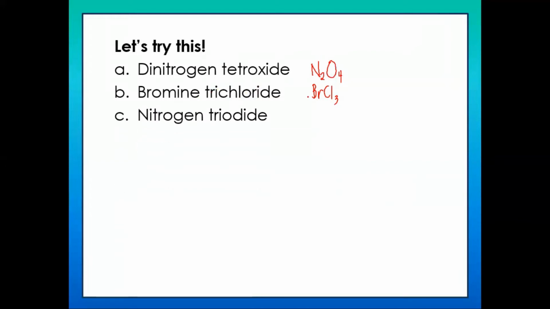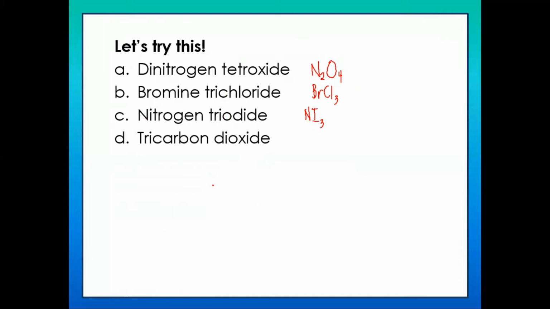Third example, nitrogen triiodide. So ibig sabihin lang yan, wala ulit prefix here. So nitrogen is N. Only one atom for this compound. So iodide, so that means iodine. So how many atoms based on the prefix? 3. Okay? So hopefully nasusundan ng mas malinaw.